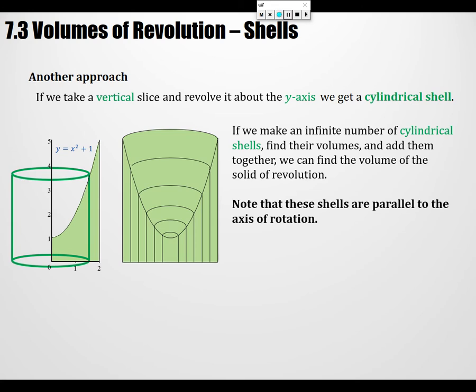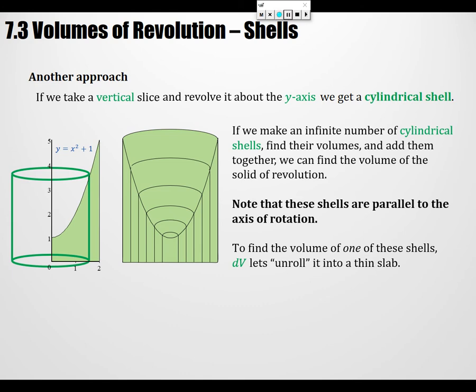And let's make a note too that as we begin this, the axis of rotation this time is parallel to the strip. In all the problems we did in the warm-up today and in last night's homework, our strip was always perpendicular to the axis of rotation, wasn't it?